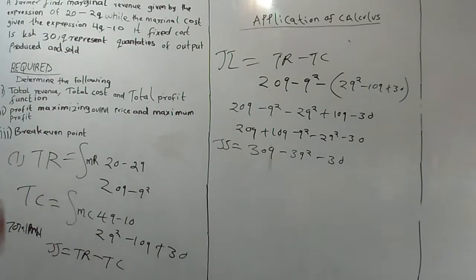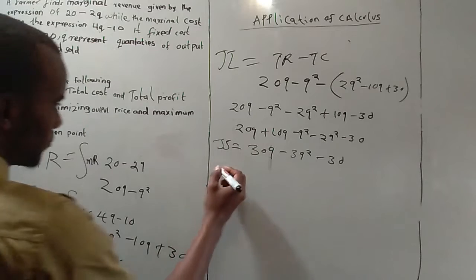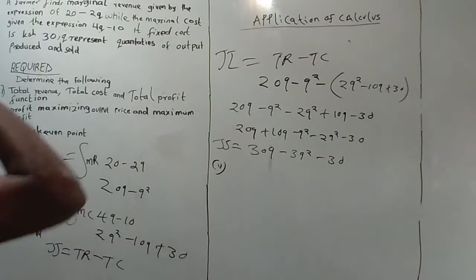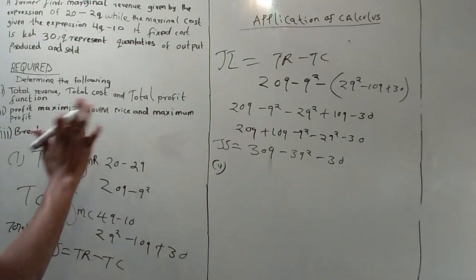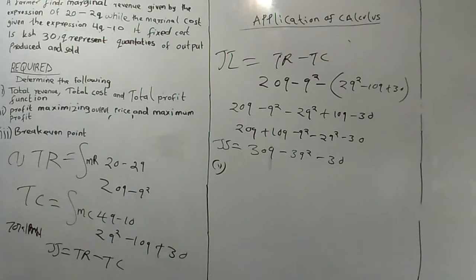Now we are done with Roman 1. We show the total revenue, the total cost, and also the profit function. Number 2, we are asked to calculate the profit maximizing output, price, and the maximum profit. So we are asked 3 things here: the maximizing output, the price, and the maximum profit.